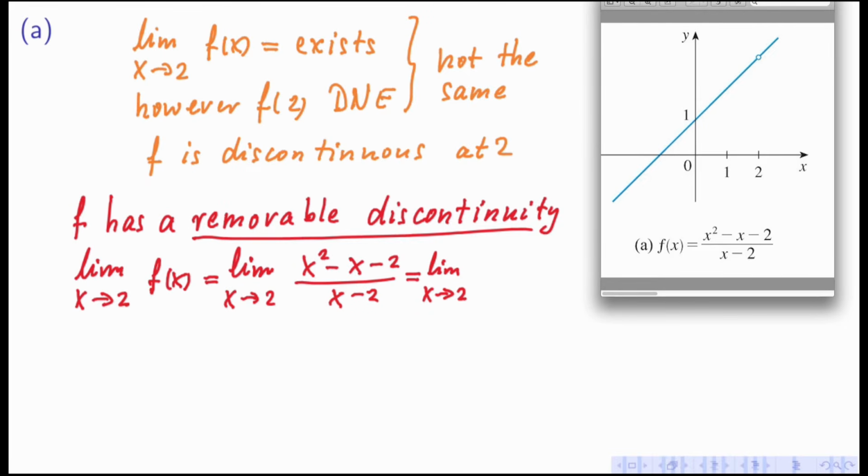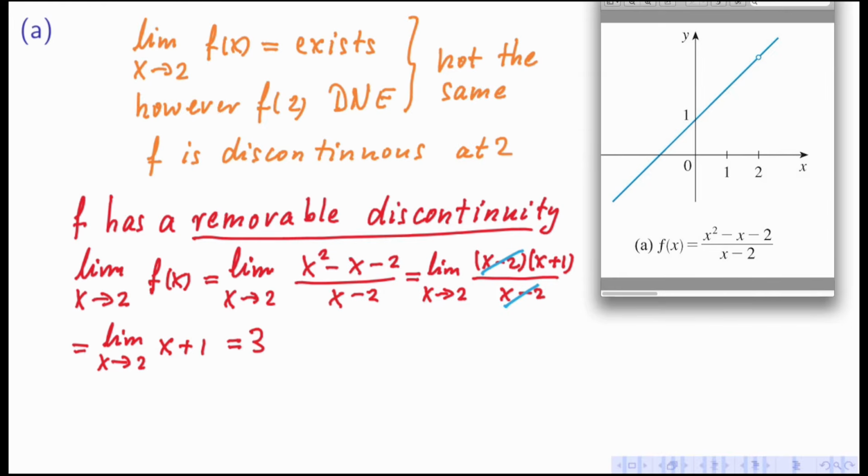The numerator can be factored. So this is x minus 2 times x plus 1 divided by x minus 2. And if x is not equal to 2, we can cancel this factor here. So what we keep, then, this limit is equal to the limit as x goes to 2 of x plus 1. And now this is a perfectly valid limit, which is equal to 3.